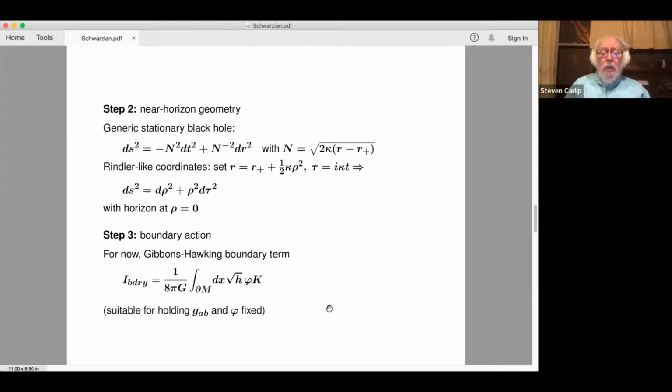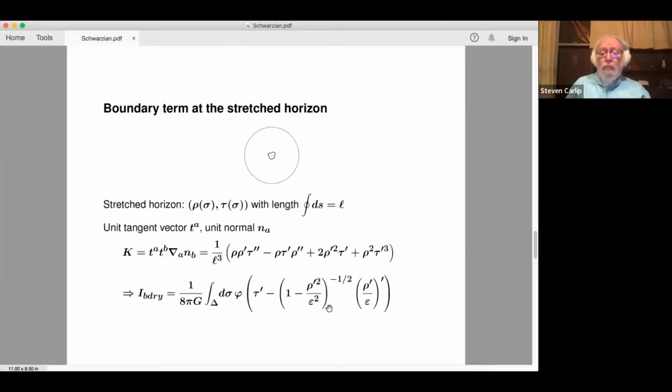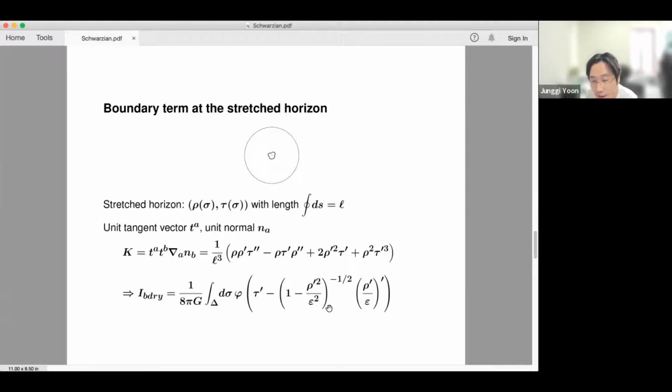This is a boundary term suitable for holding the metric and the dilaton fixed at the boundary. In that case, with this term, the action really has an extremum. We'll come back to that choice a little bit later, but it's certainly a standard choice.